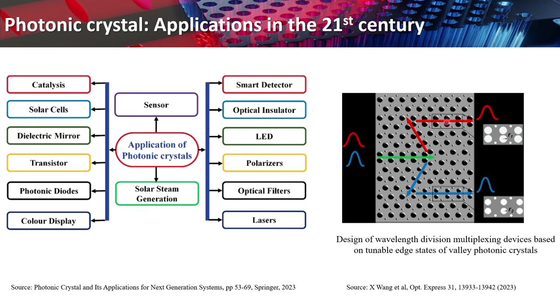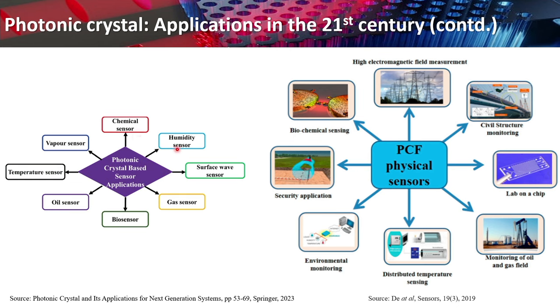Here is an application of how you design a wavelength division multiplexing device for optical communication, which is based on tunable edge states of valley photonic crystals. So this is a very, very hot topic of research, which is very prominent in the field of 6G terahertz communication. If you particularly look into the sensor applications of photonic crystals, here you can see that you are able to develop chemical sensors, humidity sensors, surface wave sensors, gas sensors, biosensors, oil sensors, and so on, based on photonic crystals.